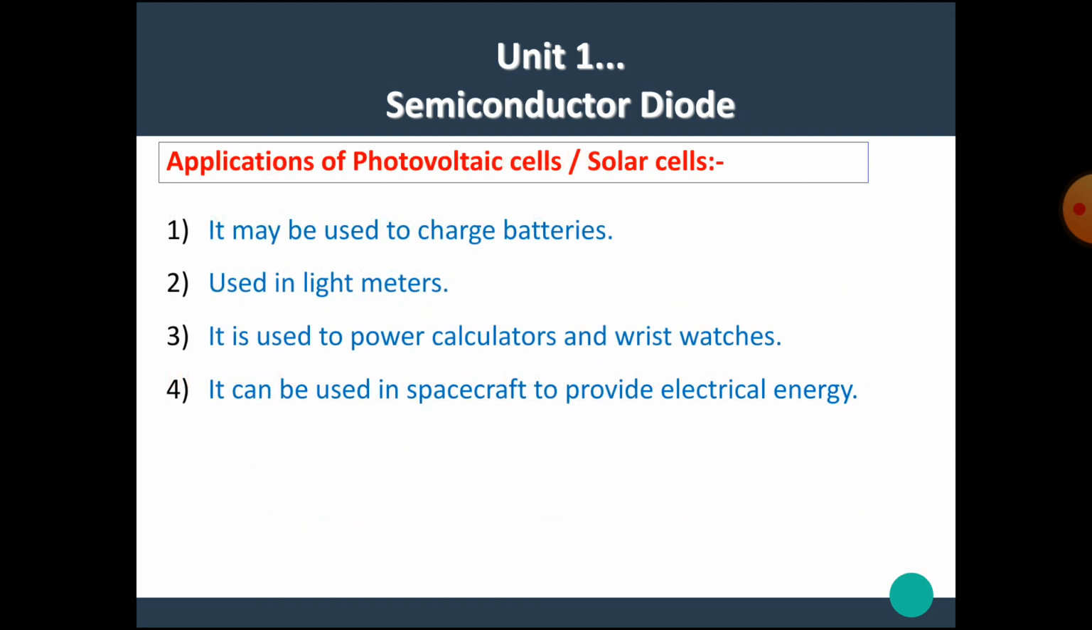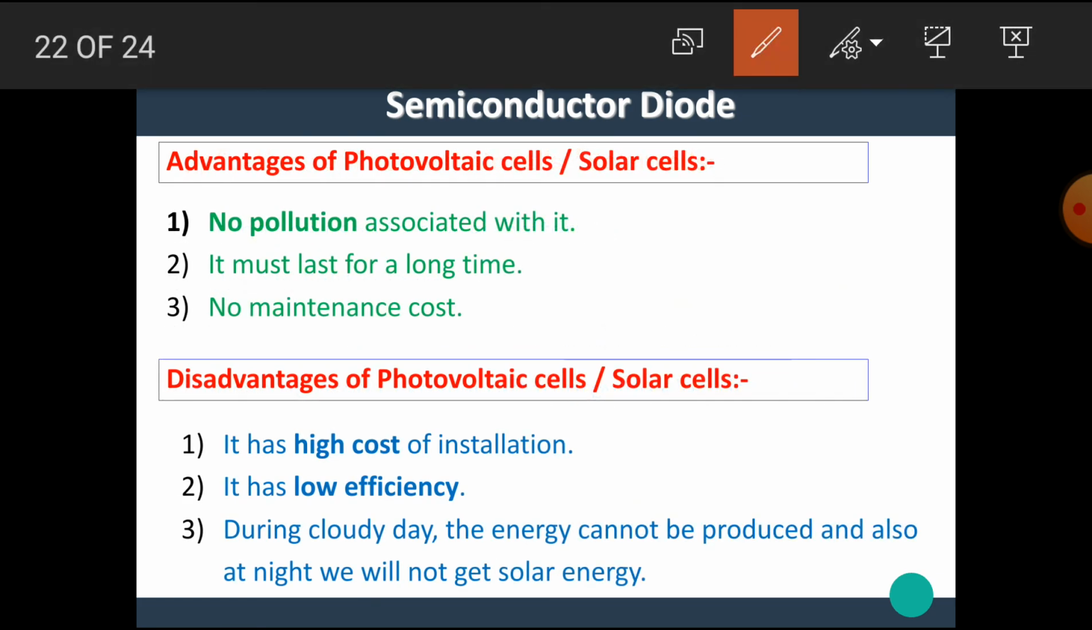Now let's see the advantages of the photovoltaic cell or solar cell. If we use the solar cell, there is no pollution associated with it. It lasts for a long time. There is no maintenance cost for the solar cell. There are some disadvantages of the solar cell, such as high cost of installation and low efficiency. During a cloudy day, the energy cannot be produced, and also at night we will not get solar energy.